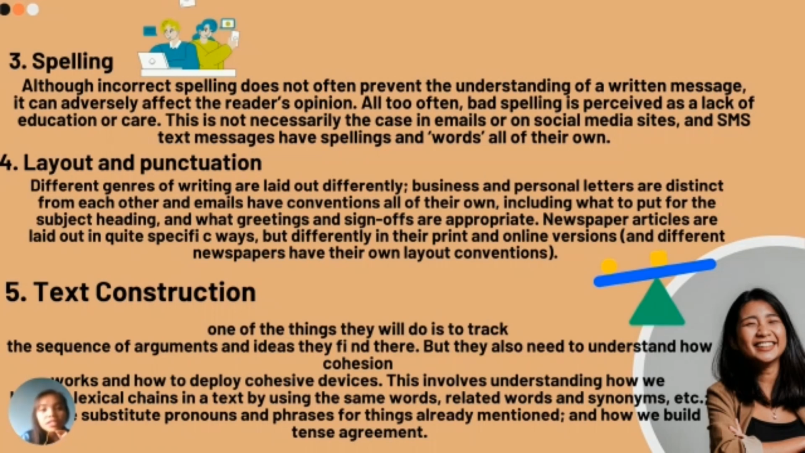And the fifth is text construction. One of the things they will do is to track the sequence of arguments and ideas, but they also need to understand how cohesion works and how to deploy cohesive devices. These involve understanding how we build up lexical chains in a text by using the same words, related words and synonyms, and etc. How we substitute pronouns and phrases for things already mentioned, and how we build tense agreements.